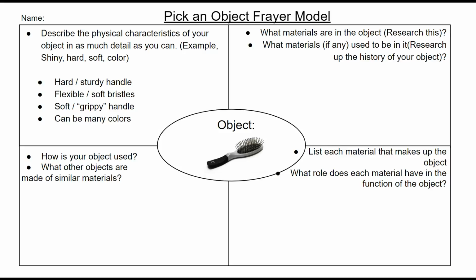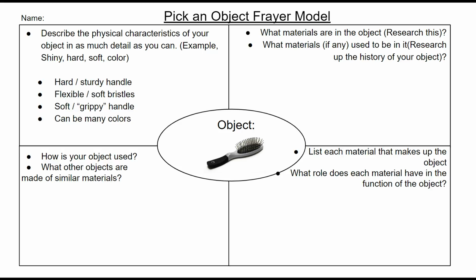But the first thing you need to do is fill out this square describing some physical characteristics. When you pick up your object in your hand, what are some things that you can write down? Shiny, hard, soft, what color is it, is it heavy, is it light, does it break? So first thing, write down those characteristics.